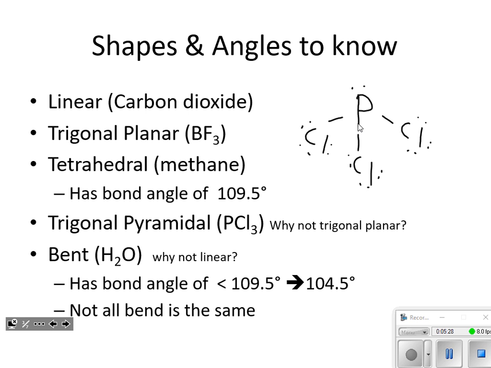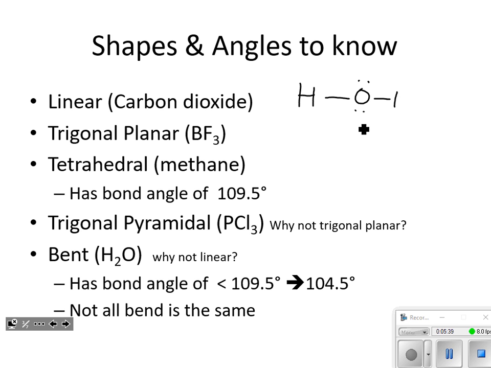Bent is the last one. In Chem 1, we emphasize this as well, that we should not draw water like this, where it has a pair of electrons above and below. Instead, we should draw it like that.